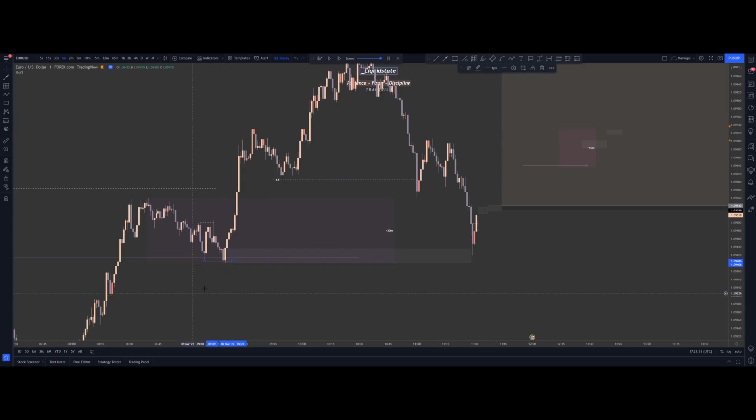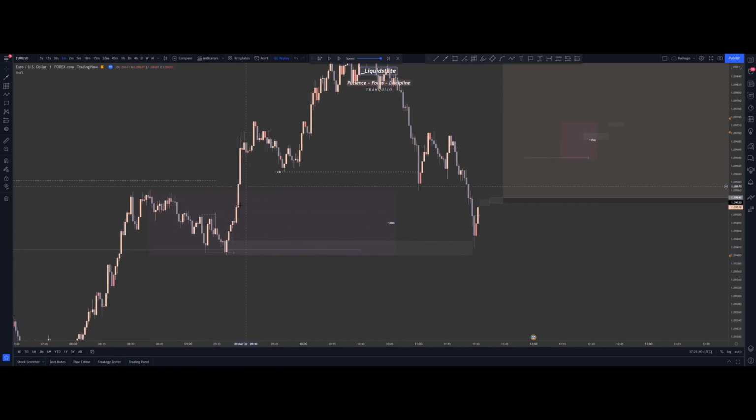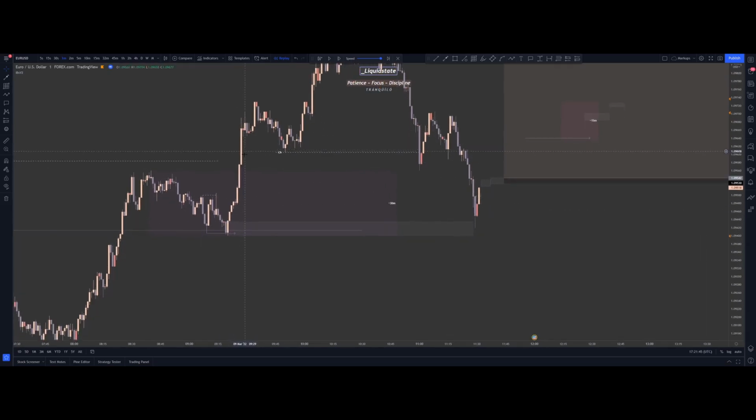So yeah, we took out buyers that were underneath here, or sell stop orders regardless, and then clearly exhibited a lot of bullish momentum away from here.